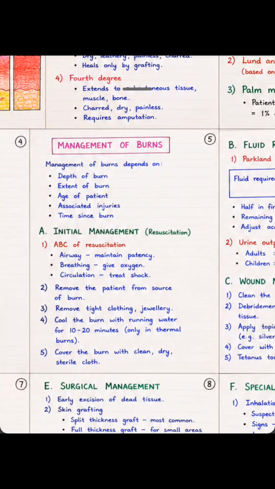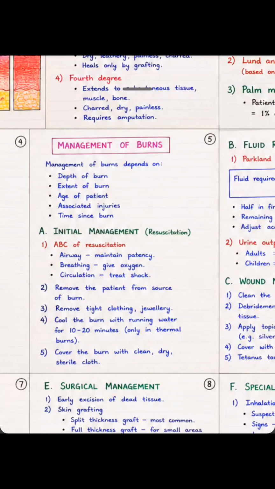So first comes initial management, resuscitation. First comes ABC: airway, breathing, circulation. Airway, maintain patency; breathing, give oxygen; circulation, treat shock. Remember ABC. And second comes removing the patient from the source of burn. For example, if the person is still in contact with an electrical source, the source must be dealt with and then the patient removed from danger.